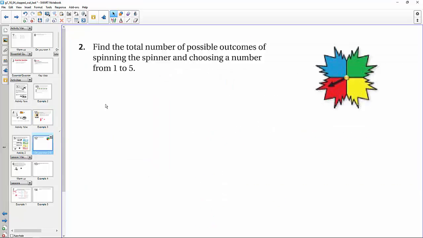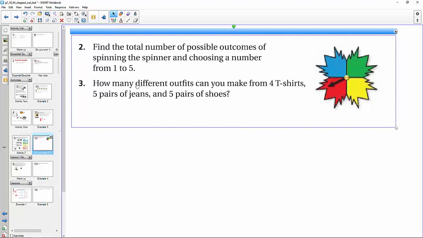For this one here, it says find the total number of possible outcomes of the spinner and choosing a number 1 to 5. So if I look here, there's 1, 2, 3, 4. And then 4 times 5 is 20. I could have like blue 1, blue 2, so on. And so that'd be a total of 20 different outcomes. How many different outfits can you make from 4 t-shirts, 5 pairs of jeans, and 5 pairs of shoes? Well, that's 4 times 5 times 5. 5 times 5 is 25, times 4 is 100.